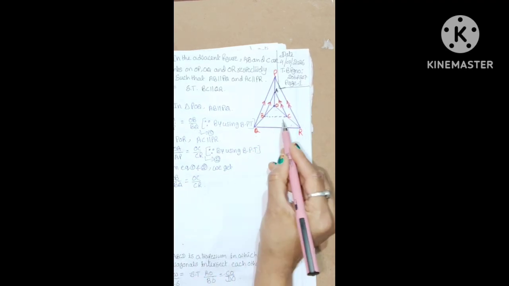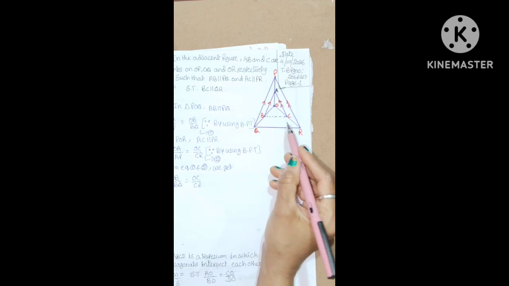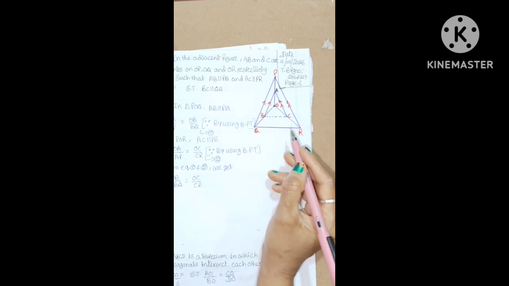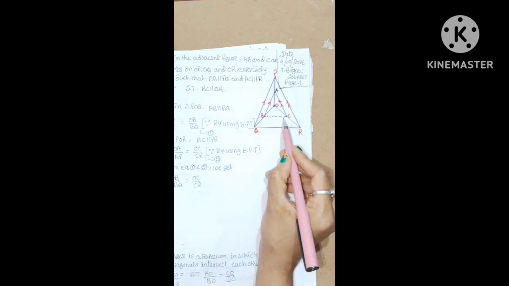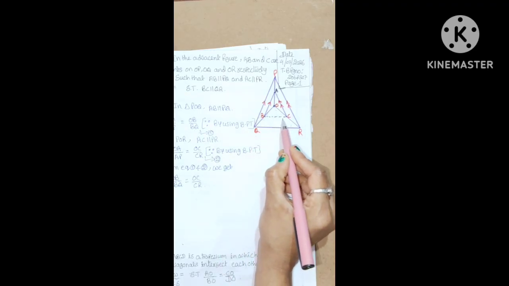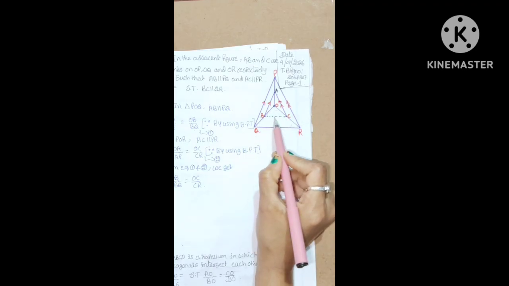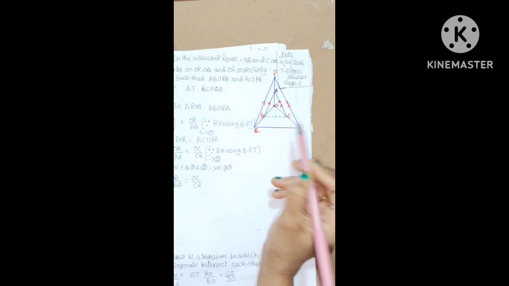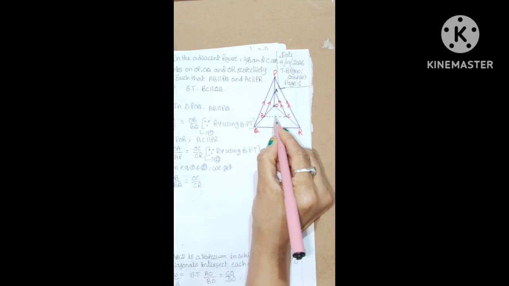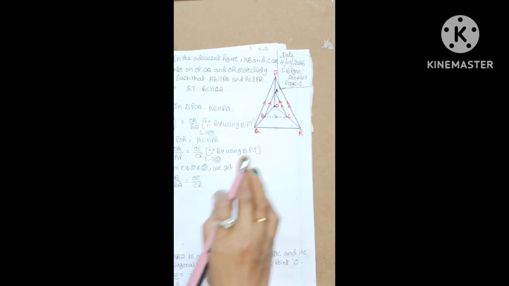By using the converse BPT theorem. Do you know the converse BPT theorem? We know that. What's the theorem? The line divides the two sides of a triangle in the same ratio, then the line is parallel to the other side. We know that only. So, here these two sides are parallel.